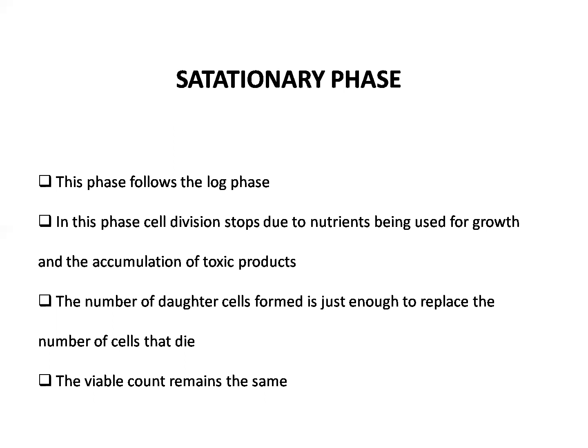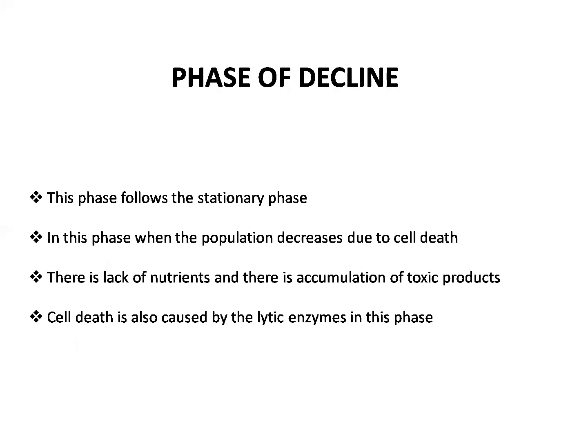In this phase, cell division stops due to the nutrients being used up and the accumulation of toxic products. The number of daughter cells formed is just enough to replace the number of cells that die. The viable count remains the same or sometimes tends to go decreasing. The phase of decline. This phase follows the stationary phase. In this phase, the population decreases due to cell death. There is a lack of nutrients and there is accumulation of toxic products. That is why the death takes place. Cell death is also caused by lytic enzyme synthesis.